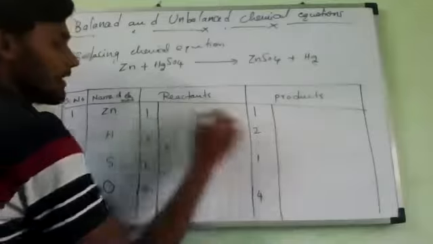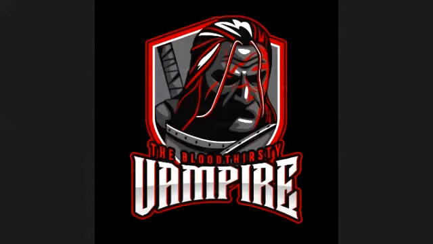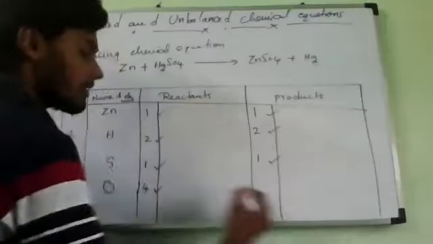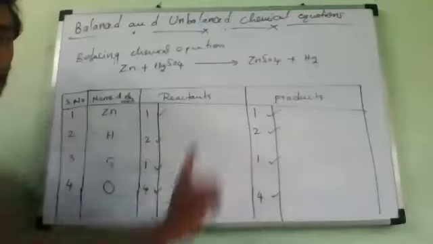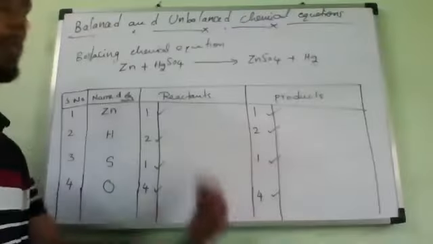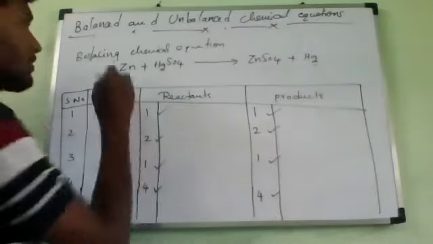Zinc, how many are there? One. Hydrogens, how many are there? Two. Sulfurs, how many are there? Oxygens, how many are there? Is it balanced on both sides every time or not? Yes or no? Yes, sir. Then this is the balanced chemical equation of this one. So you can write it. Sir, I have a doubt. It is already a balanced chemical equation.